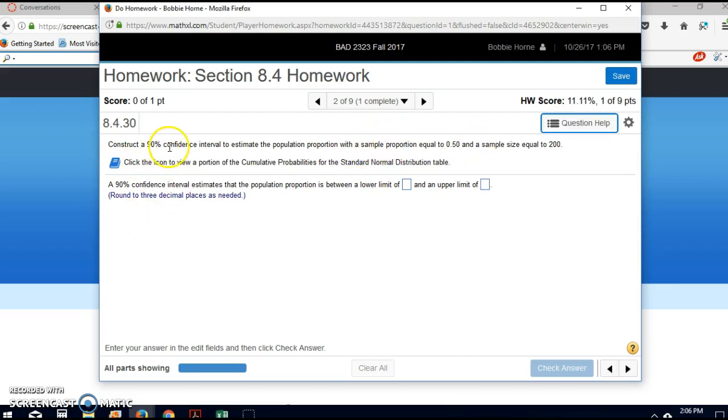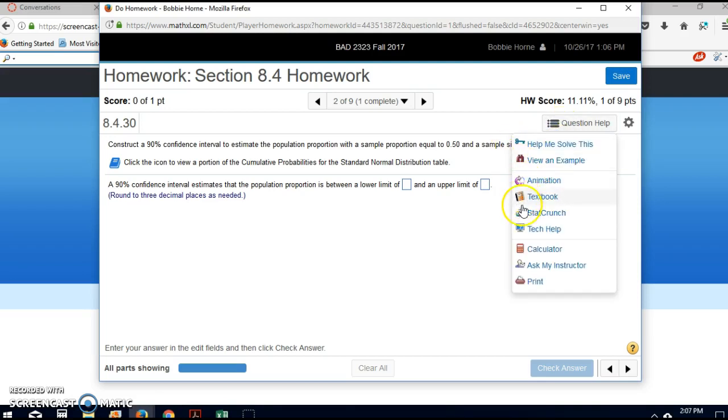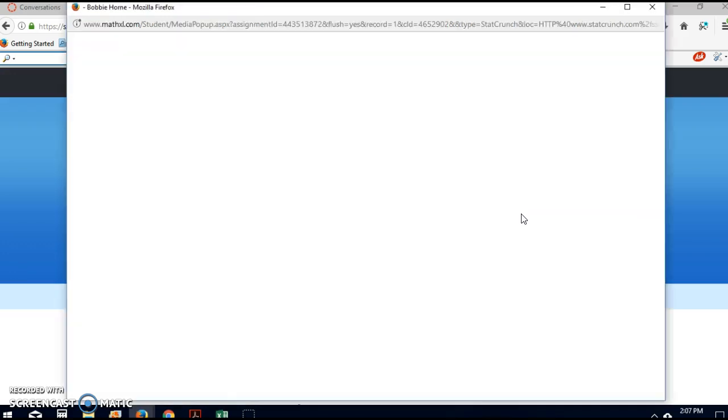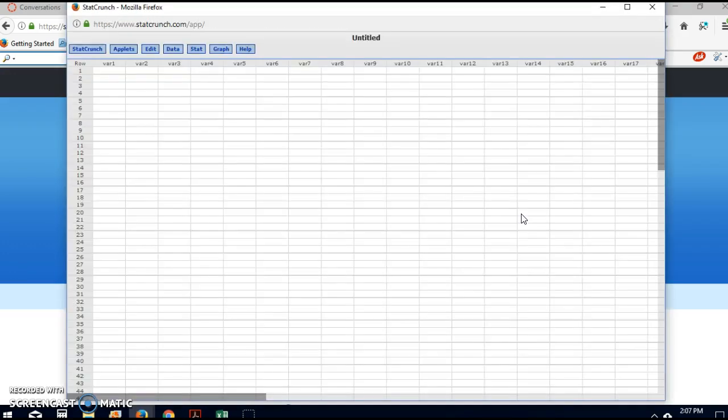We know our confidence interval is 90%, and we know our sample size is 200, and we know our sample proportion equals 0.50. So how many successes do we have? We have 0.50 times 200. Well, I could go ahead and tell you half of 200 is 100. So to get your successes, you take your sample proportion and multiply it by your sample size. So I'm going to show you. Those are the three numbers we need: 90%, 100, and 200.